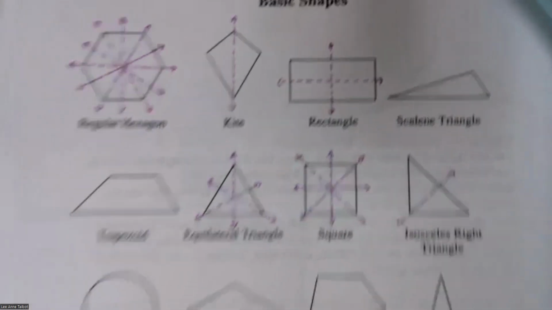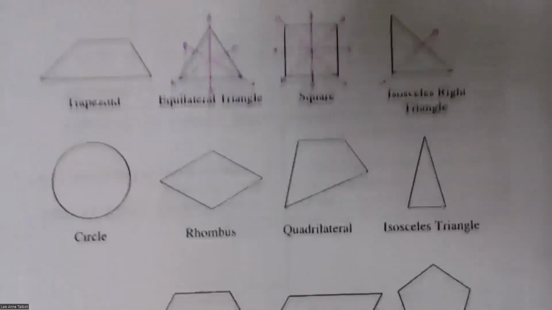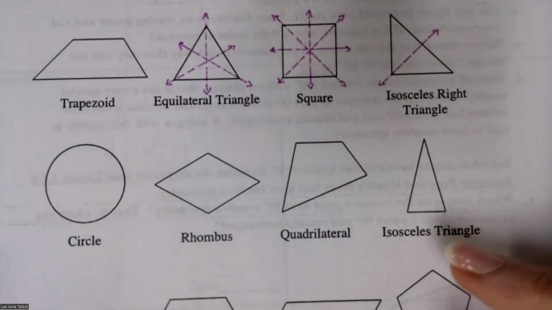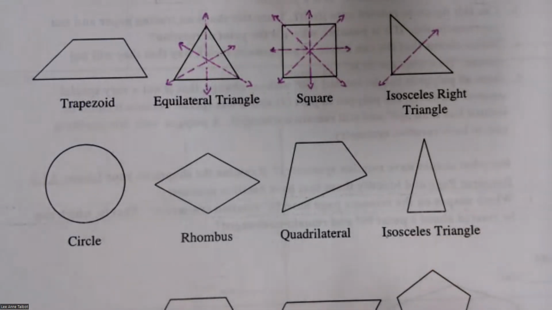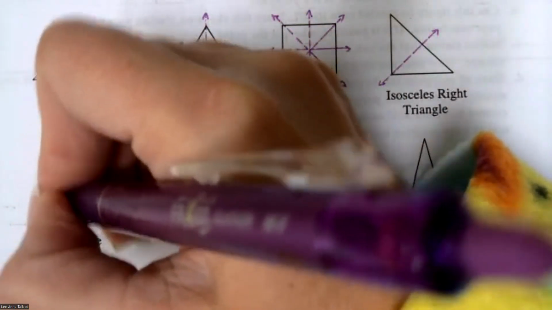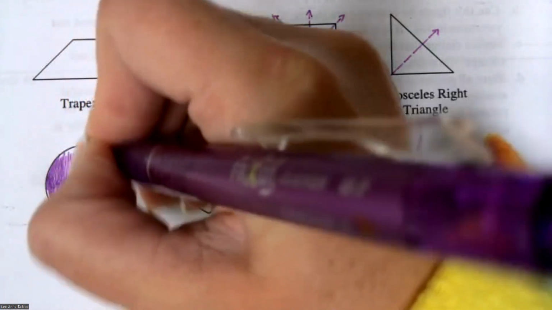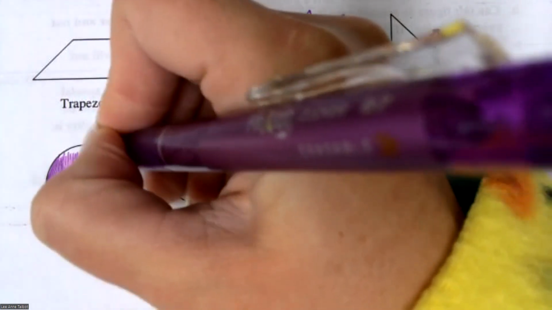Okay, here's a fun question. How many lines of symmetry does a circle have? Infinite. Yeah, and I'm not even going to draw them. You know what I'm going to do? There's all my infinite lines of symmetry colored in.